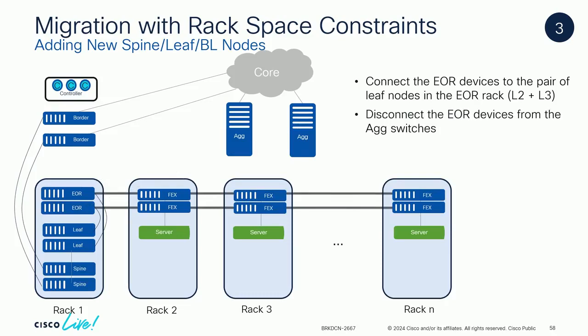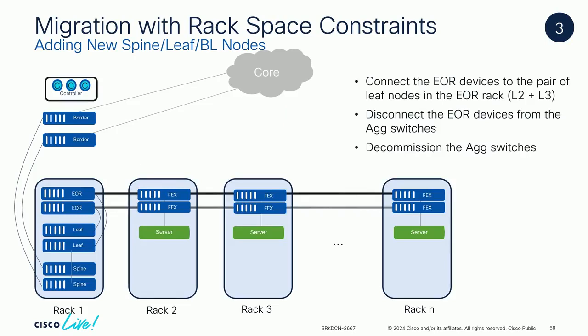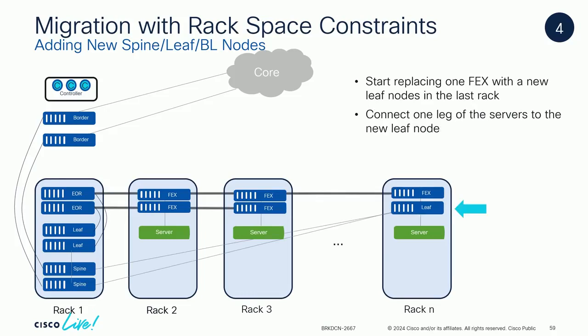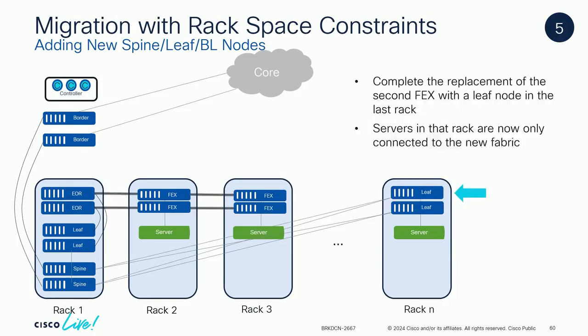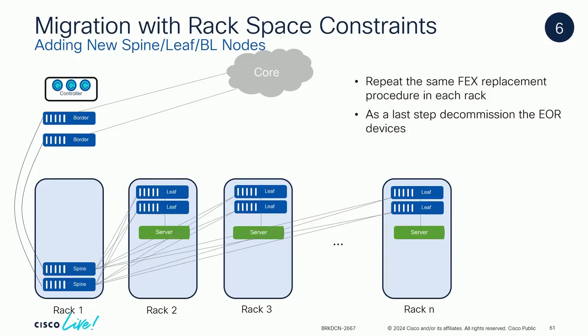Then I'm going to disconnect those end-of-row switches from the aggregation. In the past, we had them dual attached here. I'm going to disconnect those, and then, as you might imagine, I'm going to decommission them. And then the last thing that's going to happen here is you'll notice that we very carefully flipped one of those FEXs into a leaf switch. We now attach the server. We would do this one leg at a time. Hopefully everything is dual attached, so this is non-disruptive. And then we would complete that exercise where everything moves to dual leaf in all of the racks. And then we would decommission the remaining equipment.